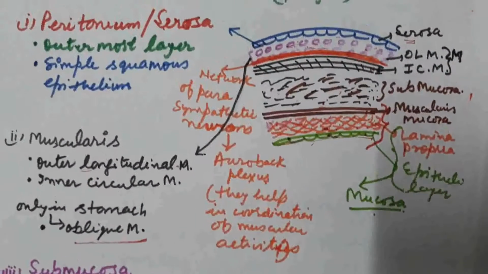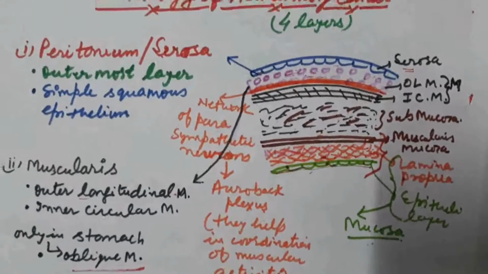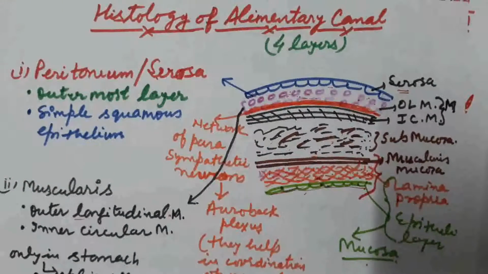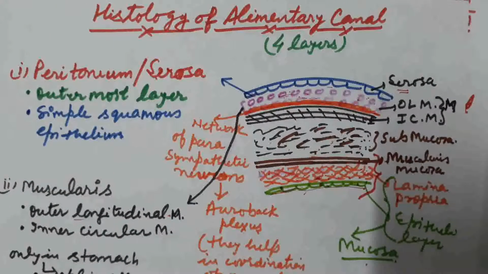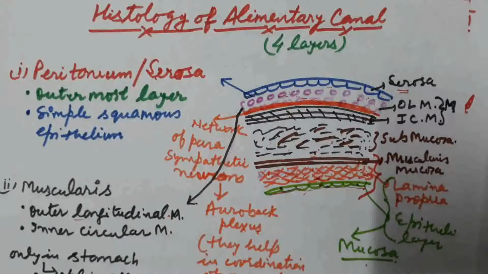So this is all about the histology of the alimentary canal, that is, various types of tissue which constitute the wall of the alimentary canal.